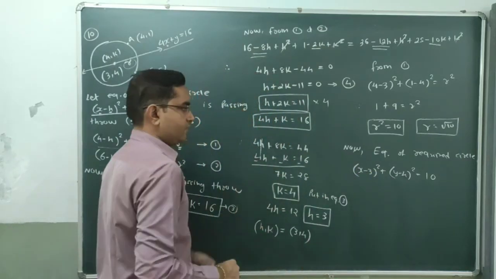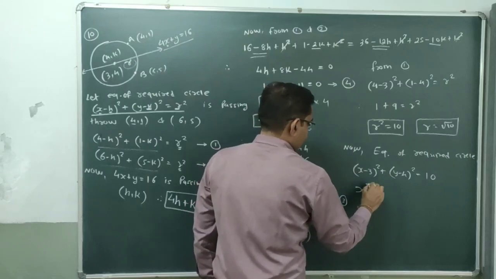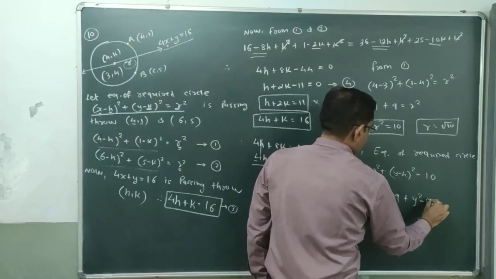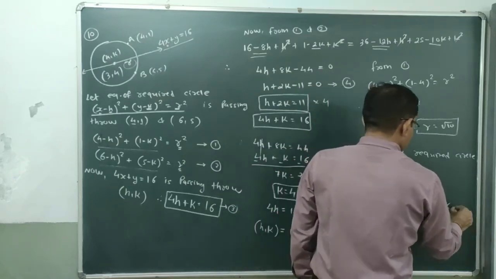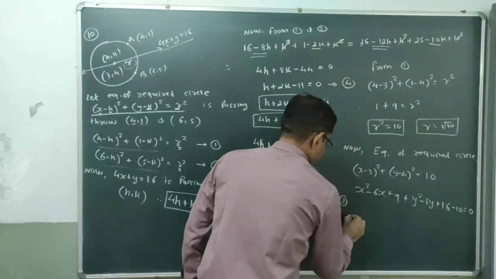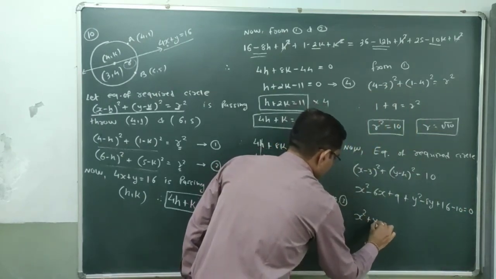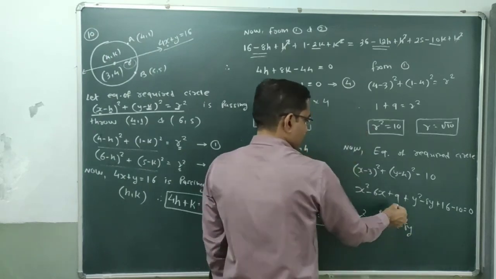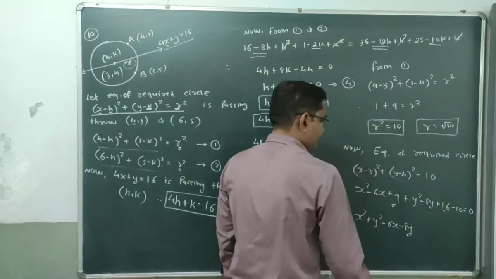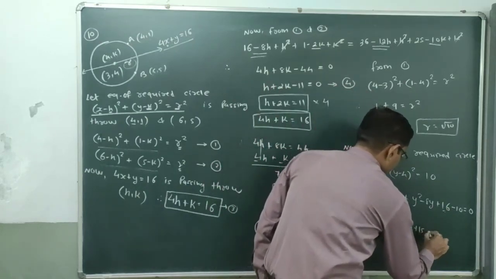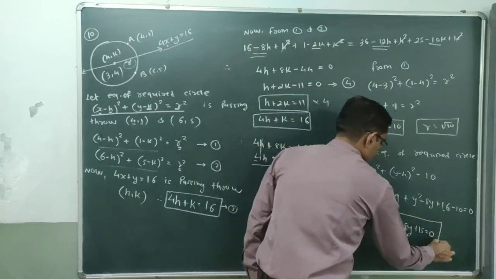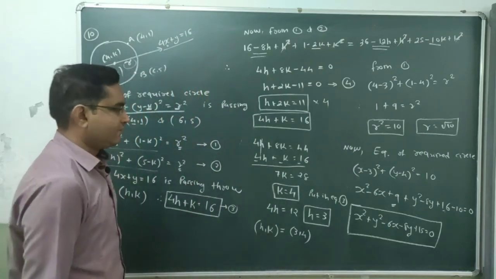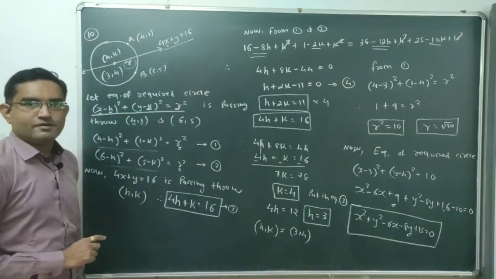We have to write the answer in general form. So perform expansion. It's x square minus 6x plus 9 plus y square minus 8y plus 16 minus 10 equal to 0. Therefore now our final answer, x square plus y square minus 6x minus 8y, and this will be 9 plus 16, 25, minus 10, 15, equal to 0 is the answer. We have to write the equation of the circle in general form. Clear, students? Now pause this video and note it down.